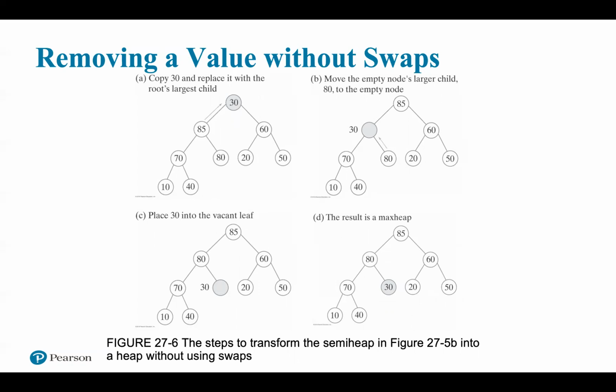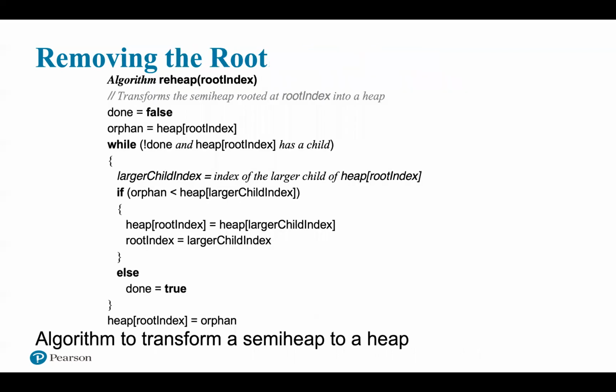As in the method add, we can save time by not swapping entries. Figure 27.6 that we're showing here shows the semi-heap from figure 27.5a and the steps that transform it into a heap without the swaps. The following algorithm transforms a semi-heap into a heap. To make the algorithm more general, we assume that the root of the semi-heap is at a given index instead of at index 1.